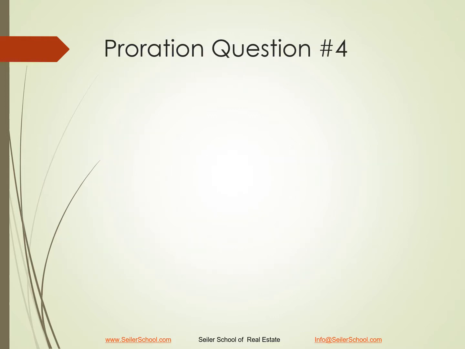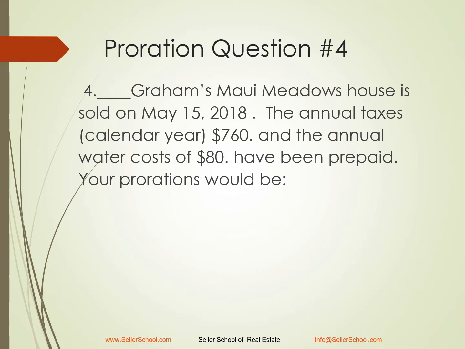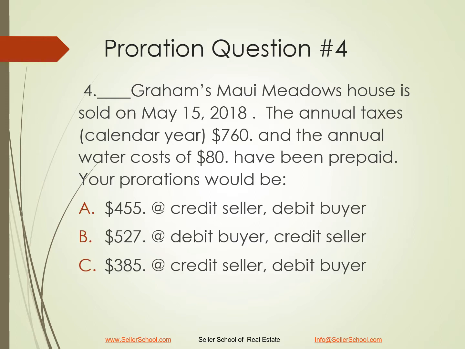Proration question number 4. Graham's Maui Meadows house is sold on May 15th, 2018. The annual taxes for the calendar year are $760, and the annual water costs of $80 have been prepaid. Your prorations would be one of those.